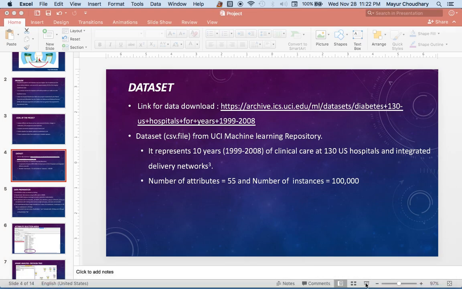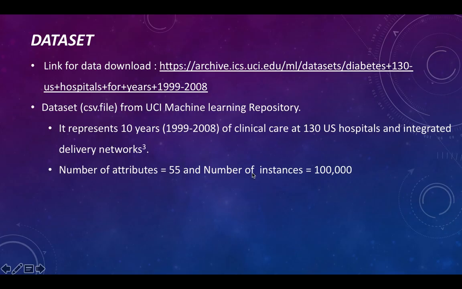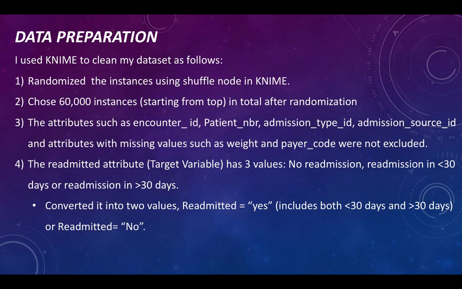So coming back to my presentation, I used KNIME for my data preparation or data cleaning. I randomized the instances using the shuffle node, and then I chose 60,000 instances from the top. The attributes such as encounter ID, patient number, admission type ID were excluded from my analysis, along with weight and payer code, because they had 90% missing values. And for the readmitted attribute, instead of using 3 values, I converted them into 2 values, which is readmitted yes, which includes both less than 30 days and greater than 30 days, and readmitted no.